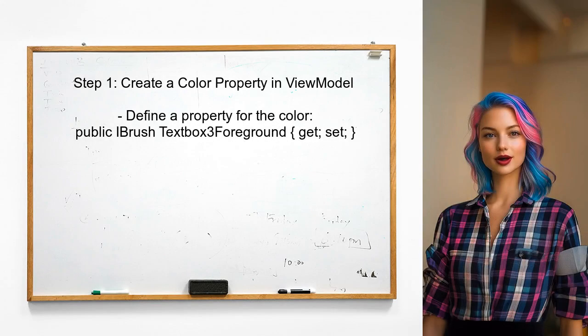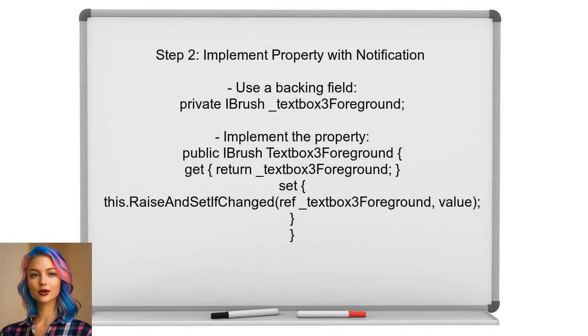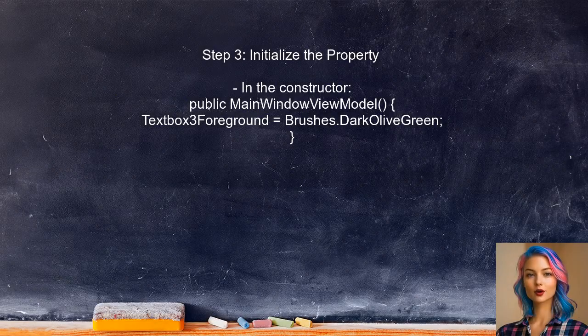To begin binding colors in Avalonia, the user should ensure that their view model contains a property for the color they want to bind. In this case, we have a property called textbox3 foreground. Next, the user needs to implement the property with a backing field and ensure it raises notifications when the value changes. This is crucial for the binding to work correctly. Now, the user should initialize this property in the viewModel constructor. For example, setting it to a specific color like dark olive green will provide a default value.